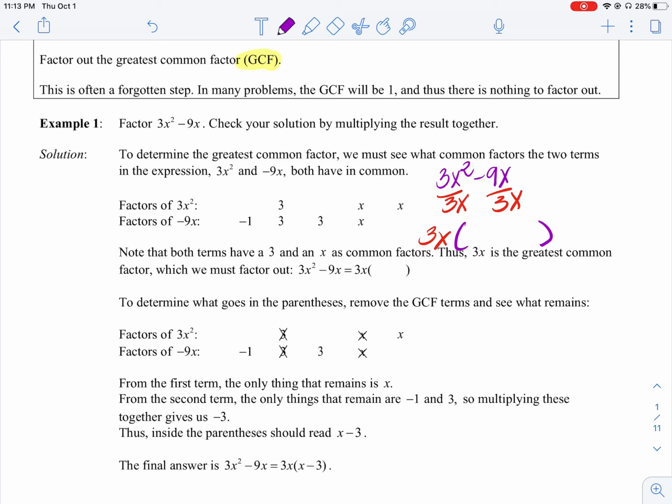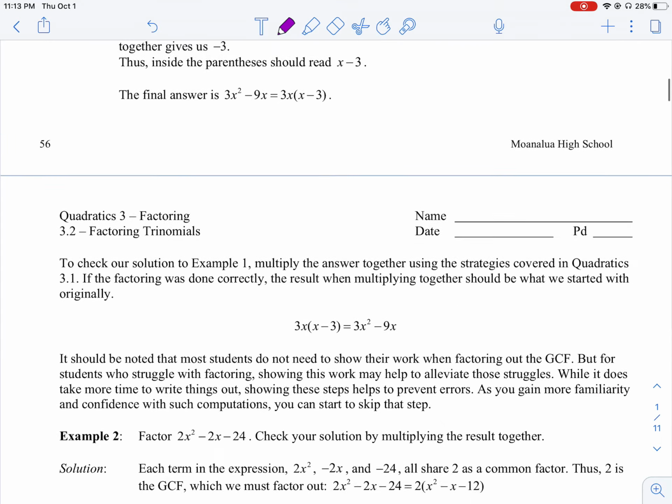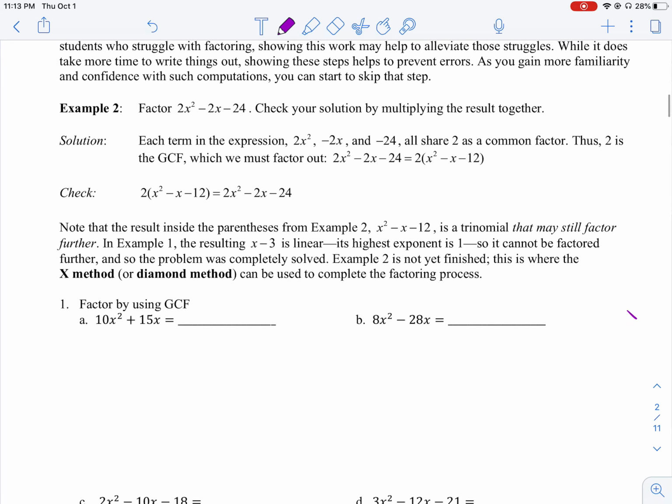And then we'll divide each term by 3x. So 3x squared divided by 3x is just an x. Correct? And then we have a negative 9x divided by 3x. The x's cancel, so that's left with negative 3. Therefore, the factored form of 3x squared minus 9x is 3x times (x minus 3). That's it. Not that bad, right? So let's move on and have more examples here.